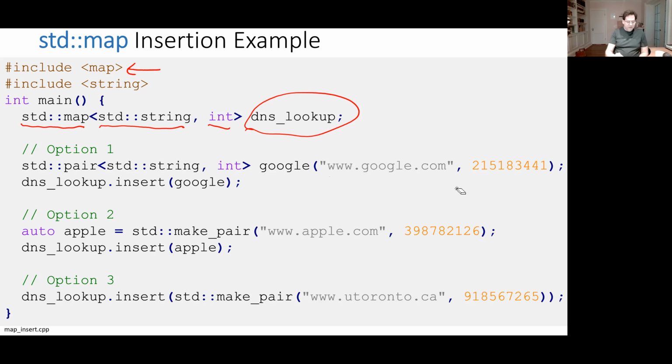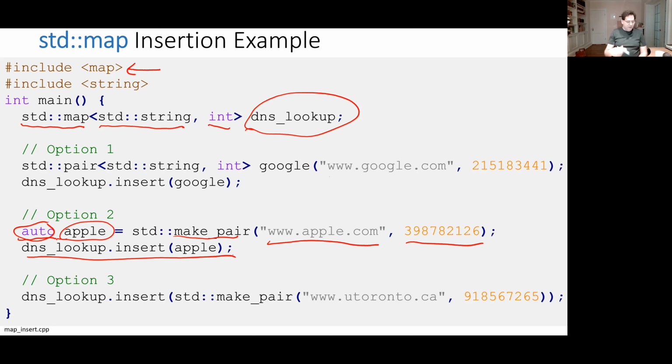Here's an alternative syntax. I could use my auto keyword, say I want to make an object called Apple, and there's a templated function called make pair that just takes 2 data items and makes a pair out of them. So I can say I want apple.com and this IP address. It'll make me a pair of the right type, so I can use auto. Then I can insert that.